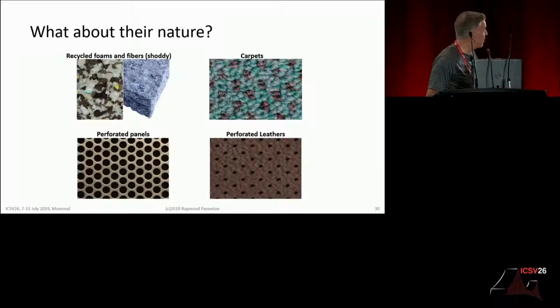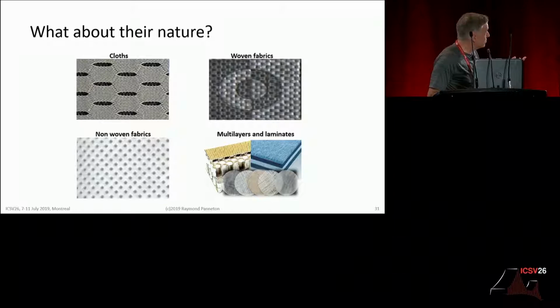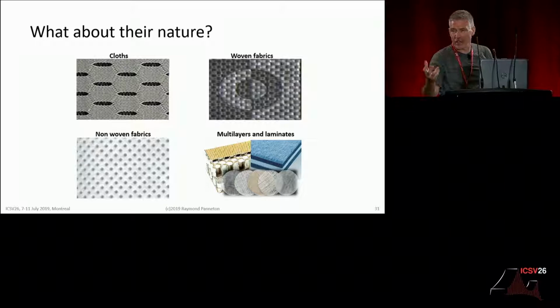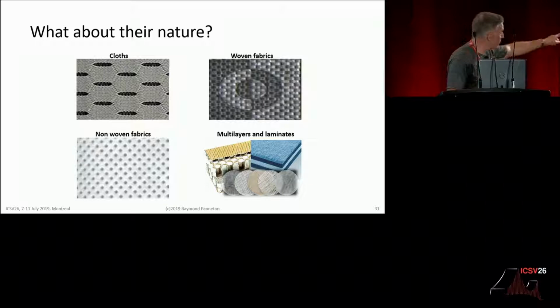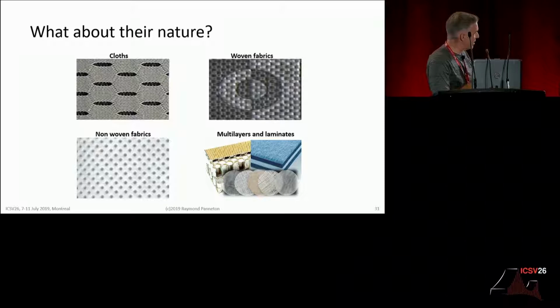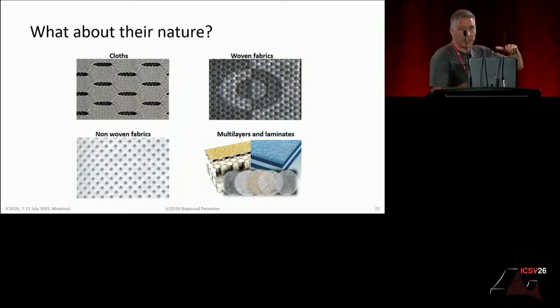Carpet, also very well used in car industries, perforated panels, perforated leather in the car for the back of the driver's seat, for instance. Clothes, woven fabrics, non-woven fabrics, and all these materials combined together can form multi-layers and laminates, that will have a functional application. Whether in aircraft, as you see here, the liners, perforated plate on honeycomb for the nacelle in an aircraft, or the carpet of a car, which is a multi-layer. The top one is a carpet.